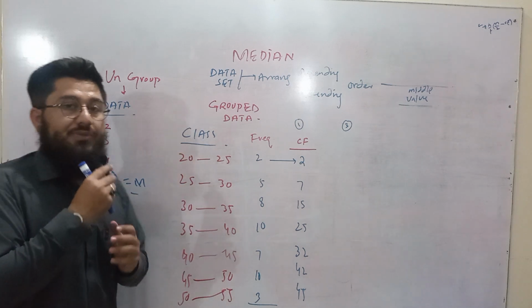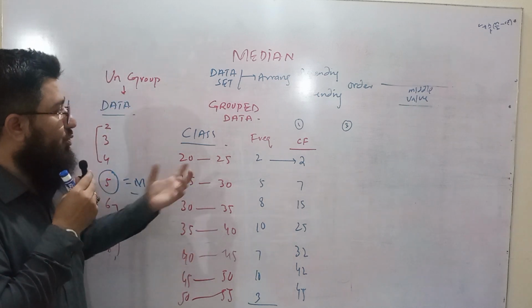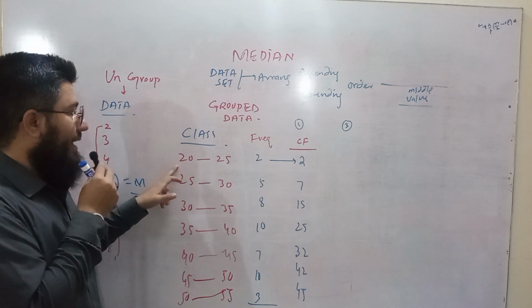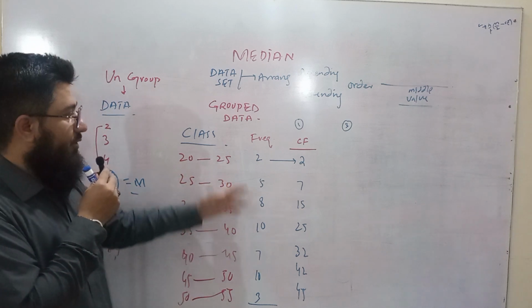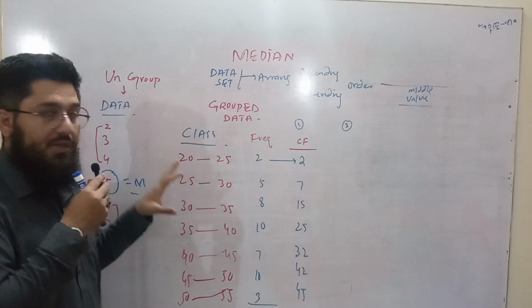Now let's come towards the group data. In the group data, you will be given the classes. So in exams, you will get these two columns: class and frequency. Classes 20, 25, 25, 30, 30, 35, and so on. Frequencies 2, 5, 10, 8, 10, 7, 8, 10, 3. This will be given to you in exams.